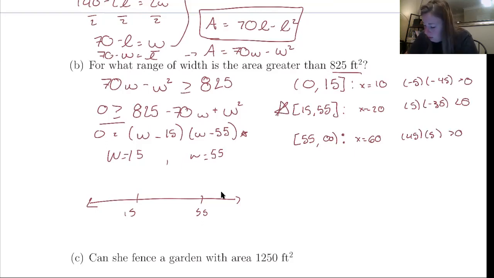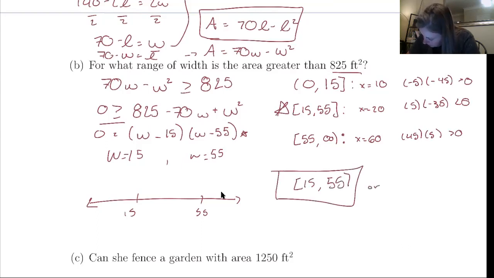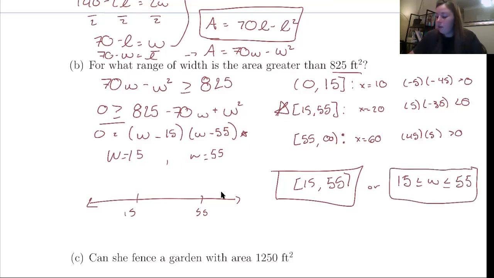So I would say either 15 to 55, or you could say 15 less than W less than 55, something like that. Keep your variables consistent, right? If you put an X right here, what's X? I don't know, X is never defined. W is defined. So be careful with that, okay? So that's how much our width is going to be for our area to be greater than that much.